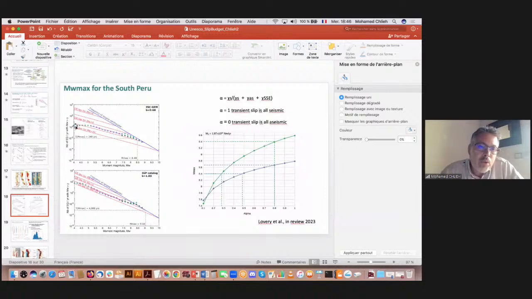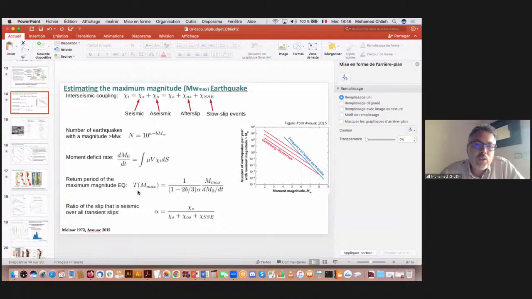So you can see here, we have reported the data in the dots. This is given by the seismic catalog. And the blue line here is given by this relationship, the return period of the maximum earthquake. So it includes the B value of the catalog, the alpha parameter that you take into account. Okay, so this is a fraction of slip of what is seismic.